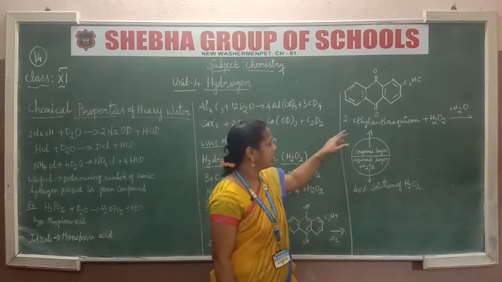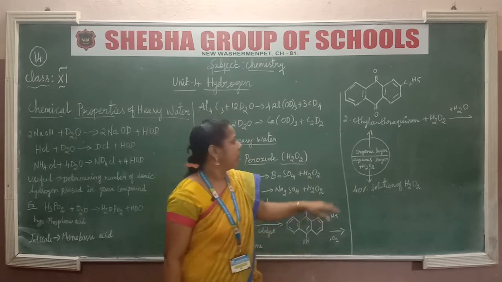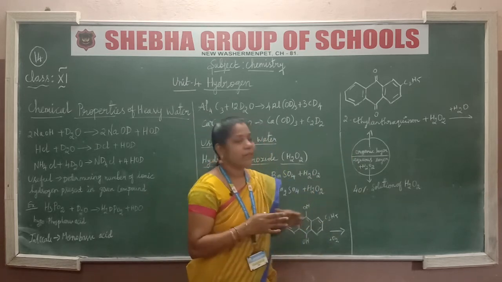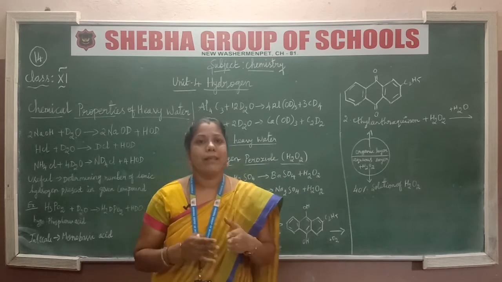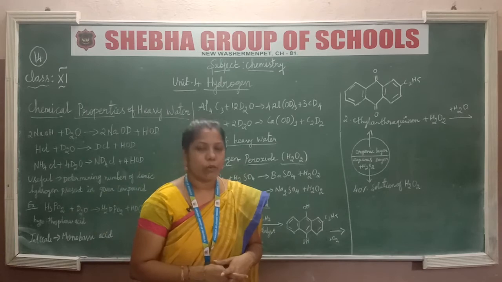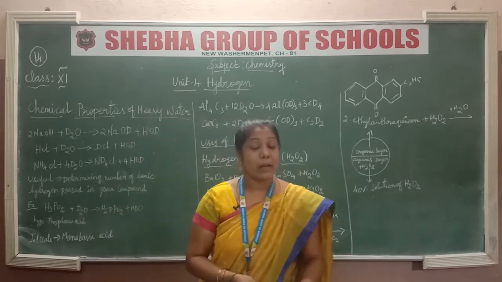It indicates, diagram wise, a 40% solution of the H2O2 in the organic layer, and this is the aqueous layer for the hydrogen peroxide. So in this kind of method, it's very useful to prepare for industrial purposes. Okay, so now move on to the hydrogen peroxide physical properties.